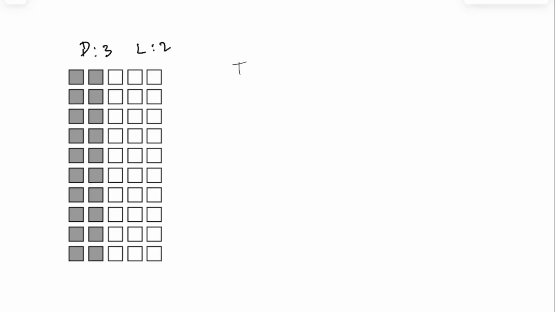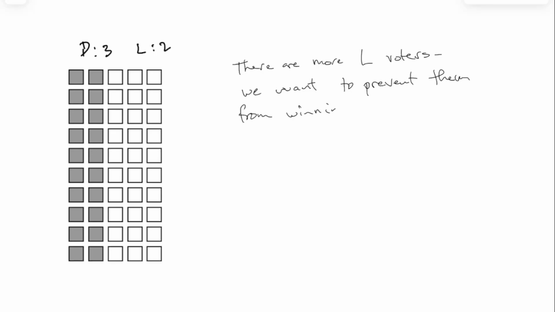So in this case, there are more L voters, and we want to prevent them from winning too much, right? We want to prevent the L's from winning very many. And there is another strategy for that, and this is referred to as packing. These two words kind of go together when you read about gerrymandering. It's all about packing and cracking. Packing is what I'm going to do in this case.